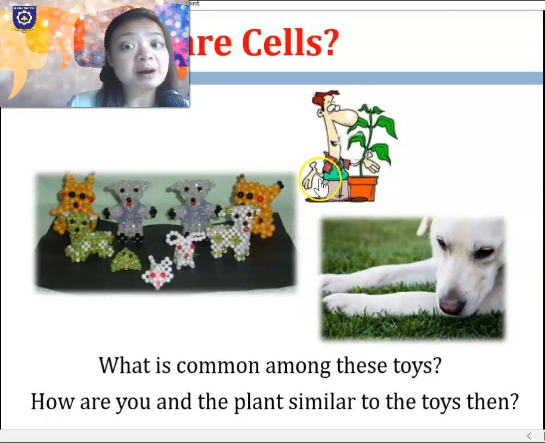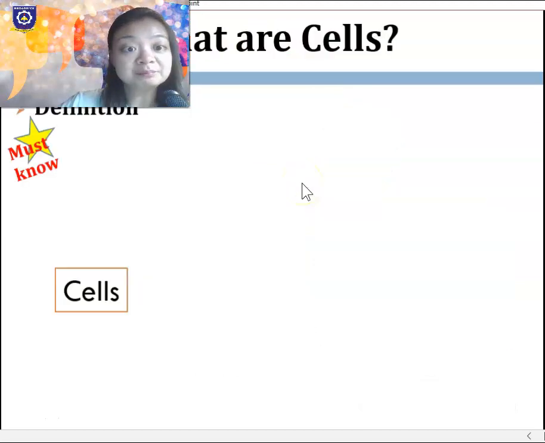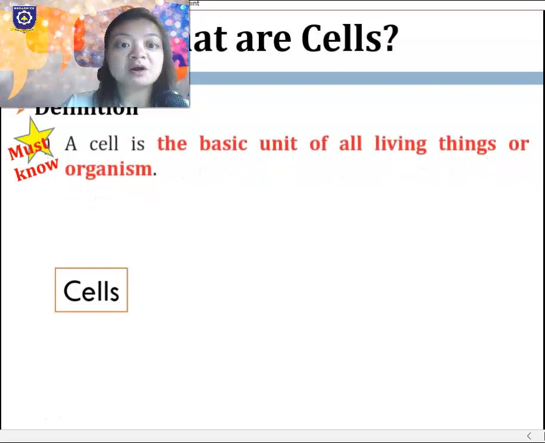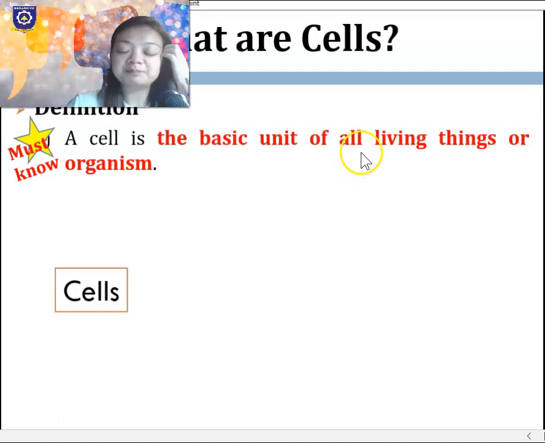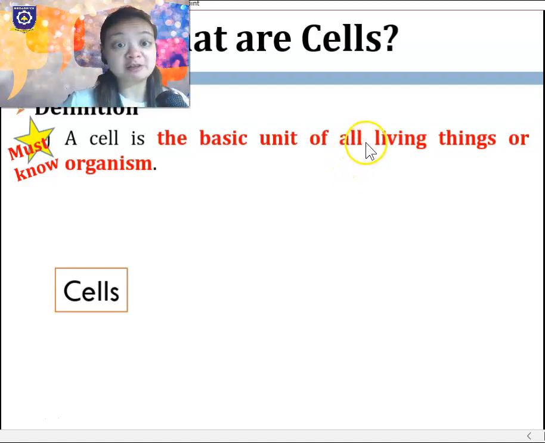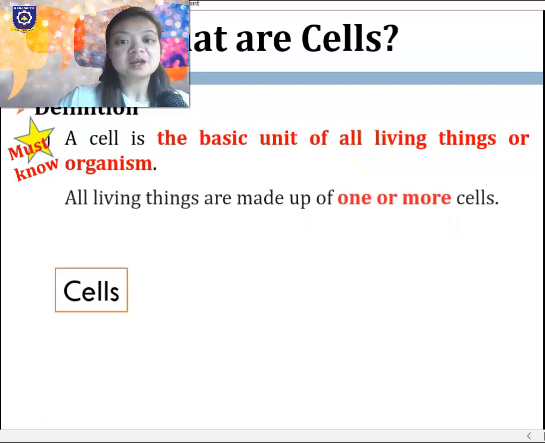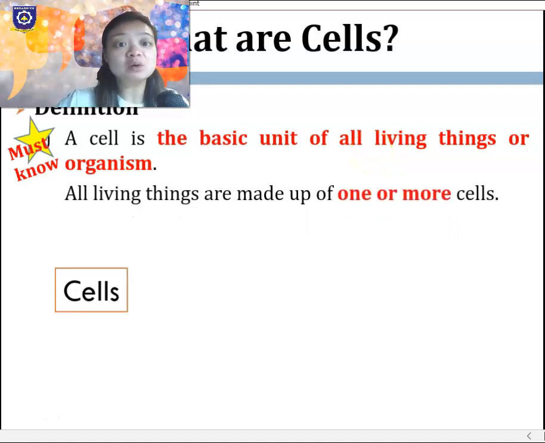So what is common about both you and the plant? Well, what is common is we are all made out of cells, and you must know this because this will definitely be a definition that could be tested in your weighted assessment 3. Alright, so a cell is the basic unit of all living things or an organism. If an object is not a living thing, that means it is a non-living object, it will not be made up of cells.